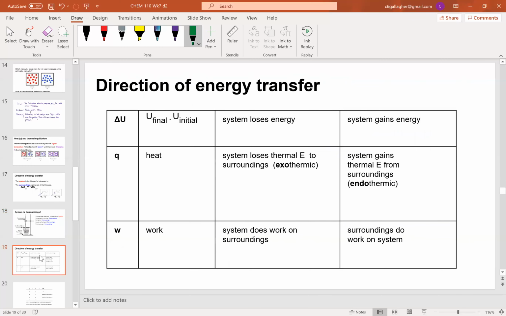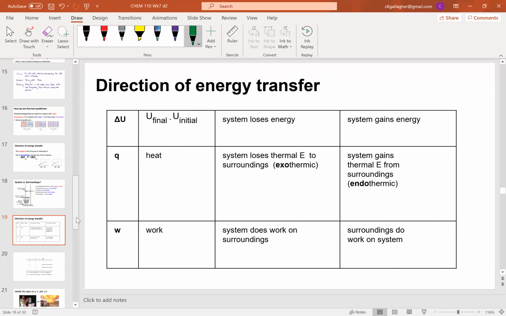Now, the reason this matters is because if we're looking at the direction of energy transfer, we have a system losing energy, or we have a situation where our system is gaining energy. So, if we're looking at heat, our system loses thermal energy to the surroundings. This is what we refer to as an exothermic reaction. Whereas if we think about a system gaining thermal energy from the surroundings, this is what we refer to as an endothermic reaction.